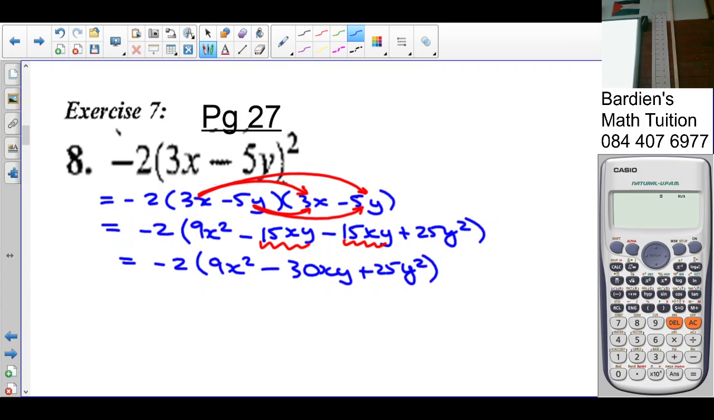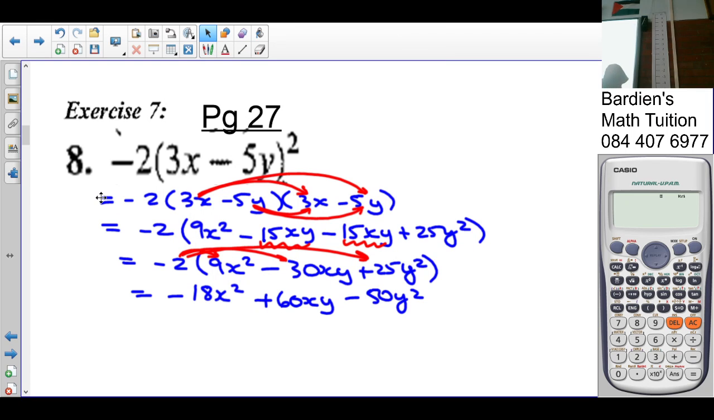We multiply in again the negative 2. Definitely a sum like this in your exam. Okay? So it's going to be negative 2 times 9x squared is going to give you negative 18x squared. Negative 2 times negative 30xy will be positive 60xy. Negative 2 times 25y squared is negative 50y squared. Okay. Any confusion here? No. Alright.